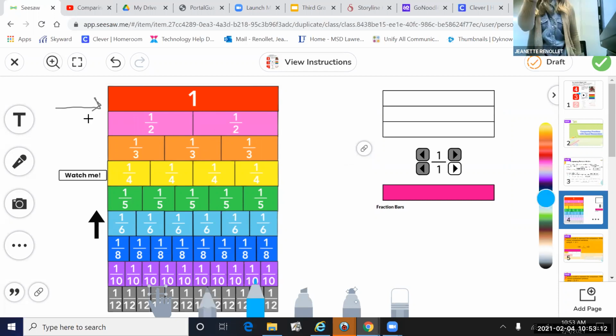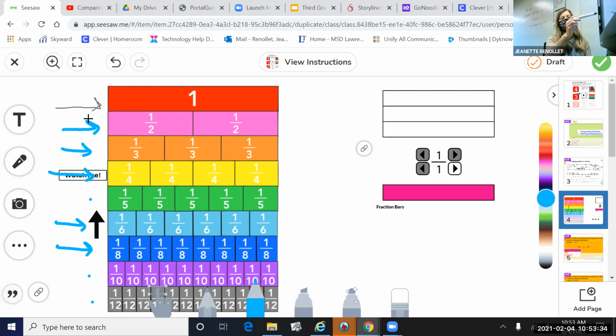We really focus on 1/2, 1/3, 1/4, 1/6, 1/8. In 3rd grade, those are the fractions we work on. When you get older, you start to learn about 1/5, 1/10, 1/12. There's other fractions. There's 1/9, 1/7. But these are the fractions that we really want to show you.